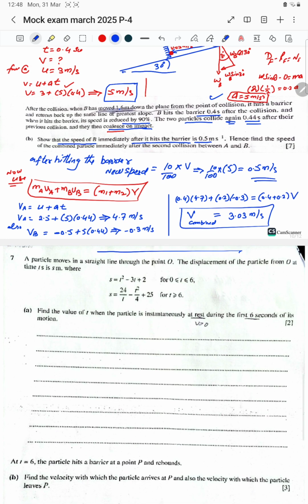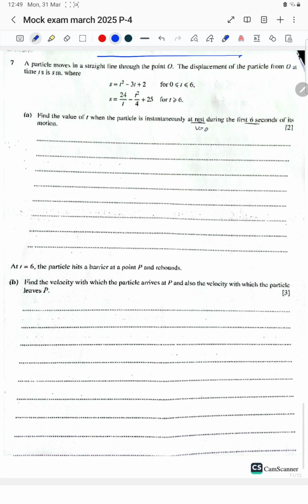Okay, now guys, the final question is easy. It's taken from the variable acceleration topic. The particle moves in a straight line through the point O, as given. Find the time when the particle is instantaneously at rest during the first 6 seconds of its motion. Rest means v is 0. So the value of t we have to calculate at rest. So ds by dt will give us velocity, and that must be 0. 2t minus 3 should be 0. So time will be 3 by 2, that's going to be 1.5 second.